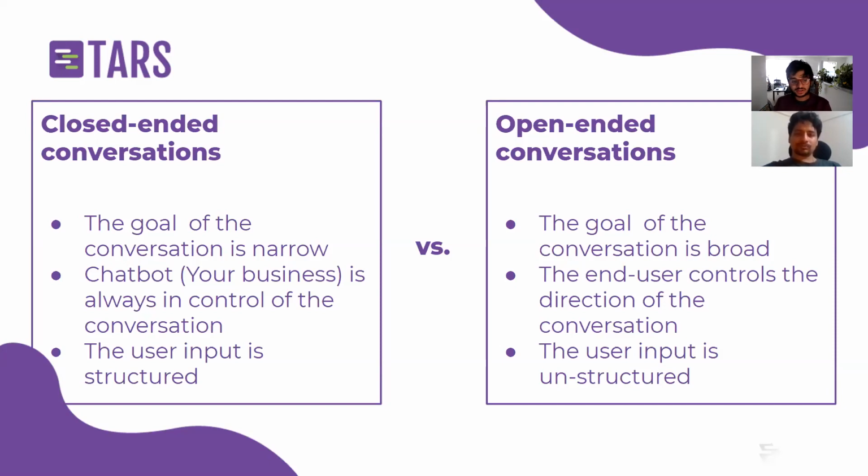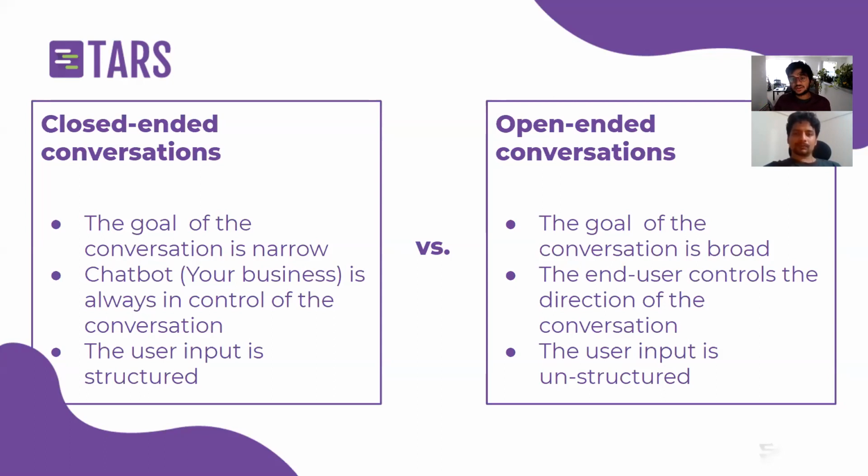So closed-ended conversations really have a very narrow goal, and because they have a narrow goal, the chatbot is always in control and the user input is structured. It's going after a fixed set of details that can easily be structured in a way that doesn't really require AI to implement. Now, if you're thinking about a lead generation use case, where would you implement the natural language processing? Would you implement it so that instead of just sharing their email with you, they can say, oh, my email is whatever their email is? I don't think that adds much value to the experience.